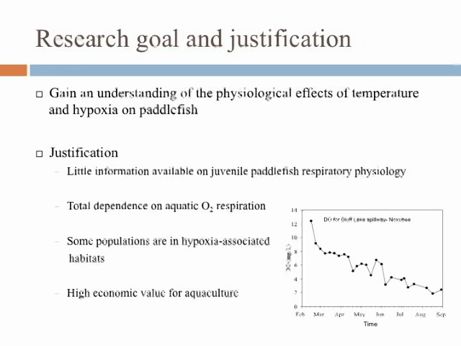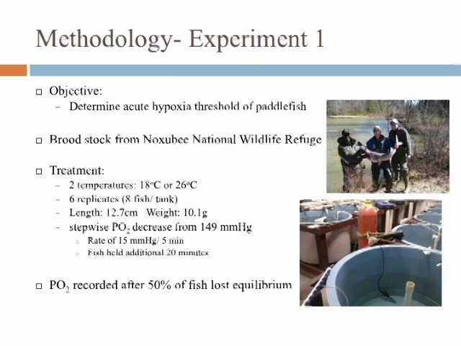This is the oxygen profile of the system I got my brood fish from, and as you can see, the DO profile goes down in that area. But more importantly, paddlefish have a high economic value. Dr. Mills has already talked about that. So we thought we might want to know the hypoxia implications for that. My first experiment was to understand the minimum hypoxia threshold for paddlefish.